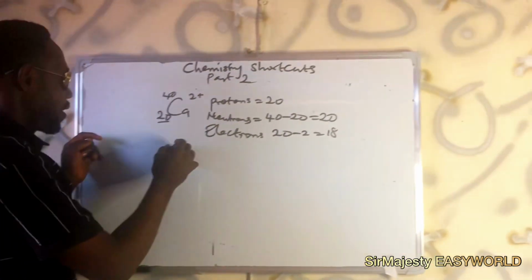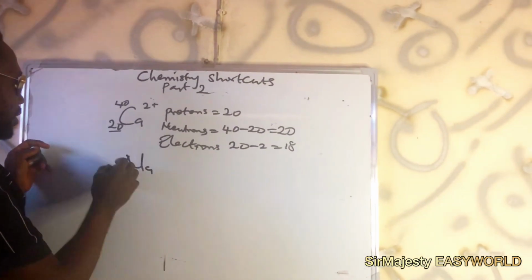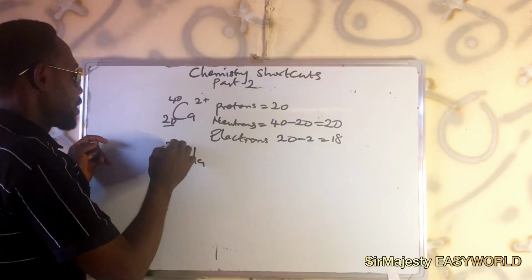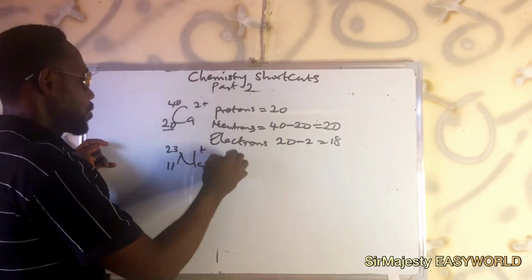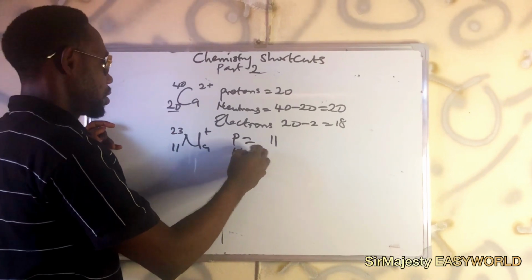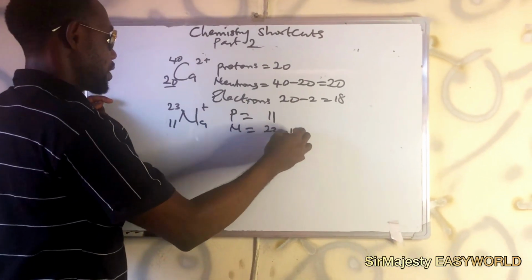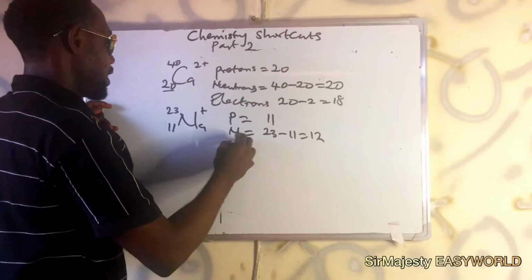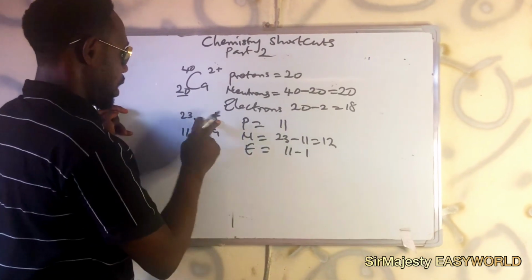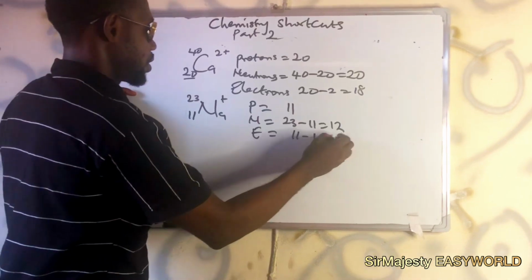So what if we have another nuclide? In this case, here is 11, that's sodium, of course, and here is 23, and here is plus. So how many protons, class? 11. How many neutrons? 23 minus 11, which is 12. Then how many electrons? Simple, 11 minus 1, because there is only plus, which is 10.